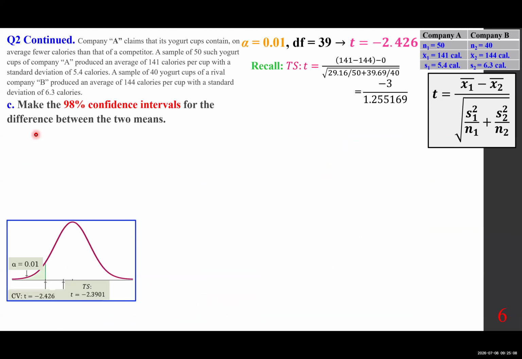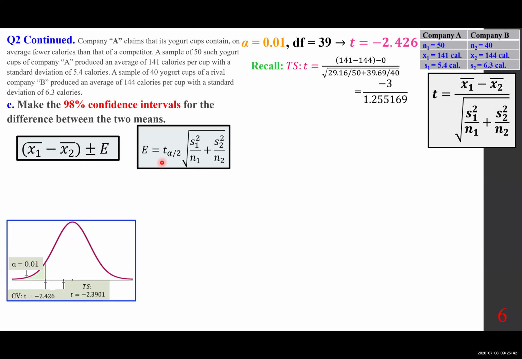Having said that, the last part, part C, is asking for a 98% confidence interval. So we are going to write everything we had from the previous calculations. The formula is similar to what we have seen: x1 bar minus x2 bar plus or minus E. I want to remind you, when we calculated the test statistic, the numerator was x1 bar minus x2 bar. So you really have this value. You have to calculate the t, and the formula for E is t alpha over 2 times the square root of s1 squared over n1 plus s2 squared over n2.